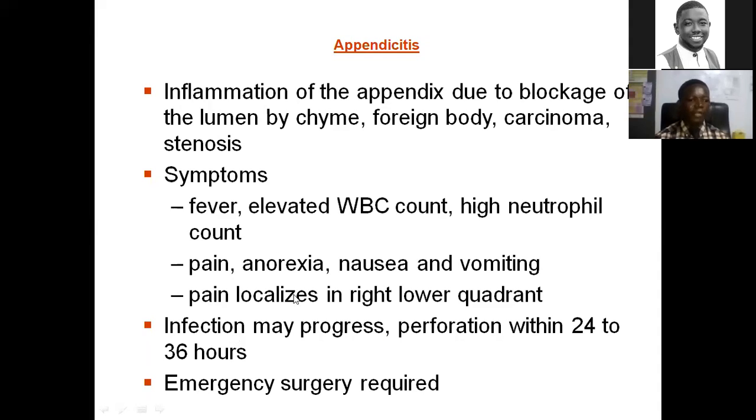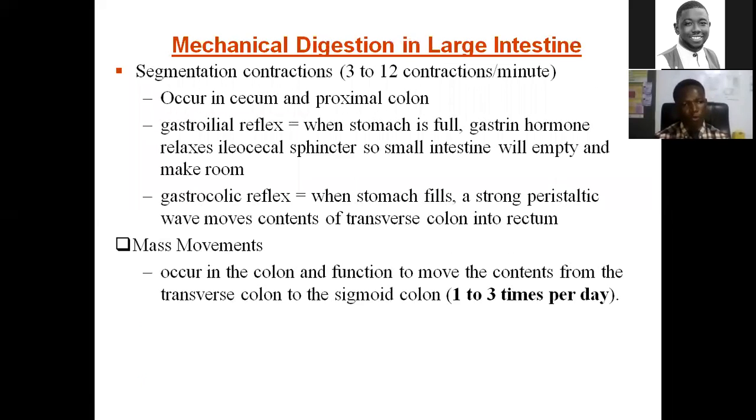If this condition is not treated, the infection may progress and lead to perforation. It might perforate the appendix, and the infection will spread to the peritoneum, which will lead to peritonitis that we don't want to get to. Within 24 to 36 hours, it's very dangerous. If nothing happens, it might lead to peritonitis.